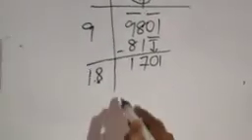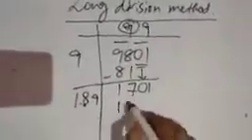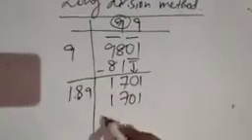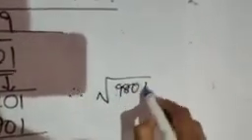Clear? Next, do it by 9. So here it is 9. 9 nines are 81, that is 1701. The answer is 99. Clear? So we can write 9801 is 99 into 99. 99 is the answer. So the first answer is 99. Clear? This is the long division method.